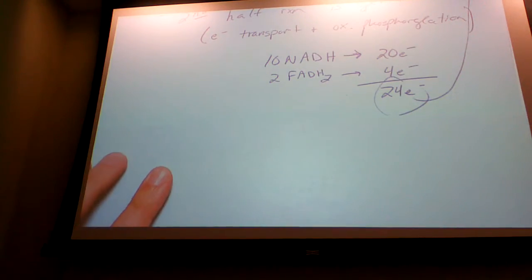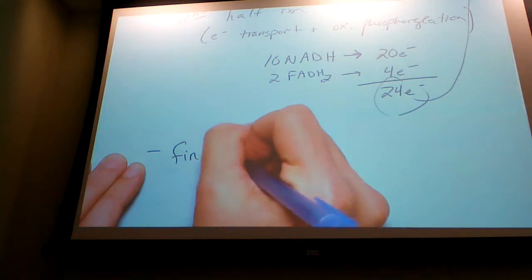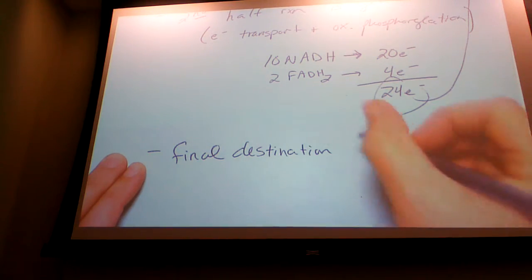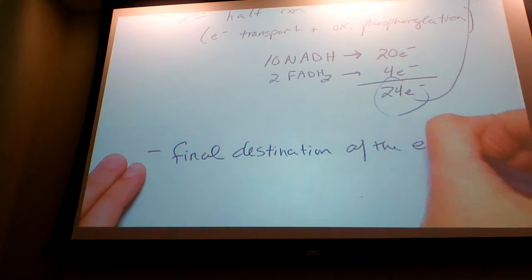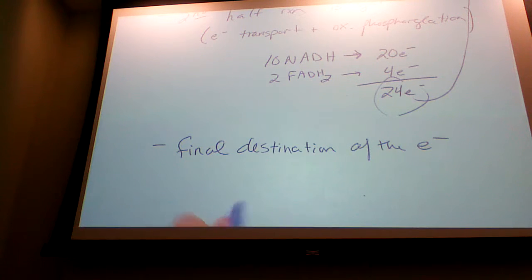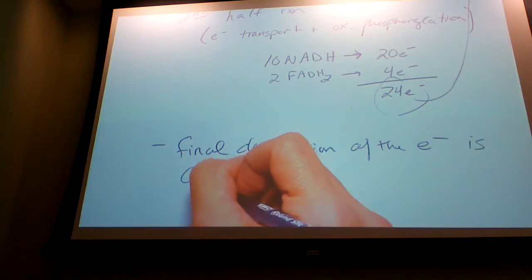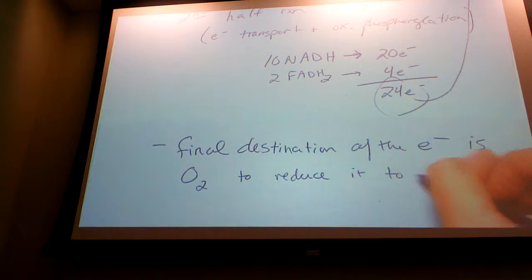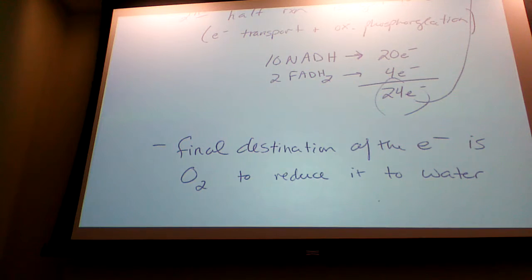And so my final destination for these electrons is what? Oxygen. Oxygen, yeah, to reduce it to water. Okay, but my electrons are not going to go right to oxygen. You have to go through the electron transport chain first.